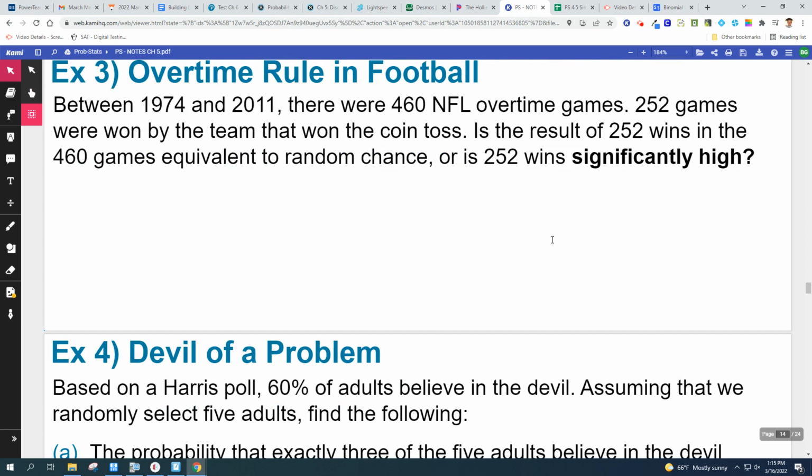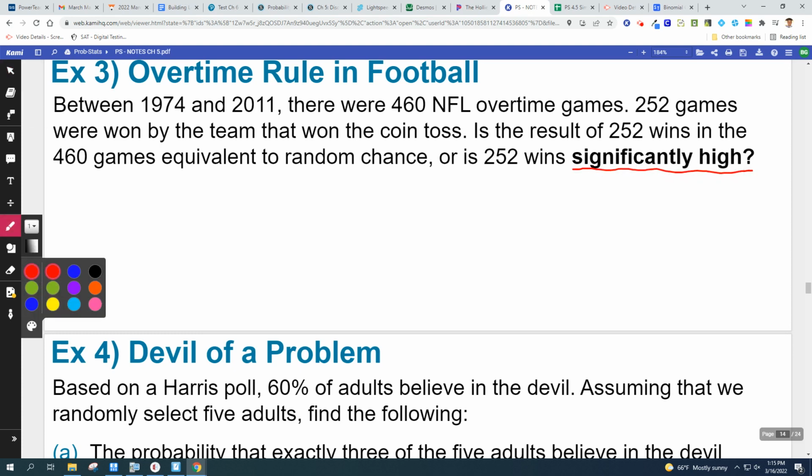Between 1974 and 2011, there were 460 NFL overtime games. 252 were won by the team that won the coin toss, and they want to know if this result is significantly high. This is a concept we've seen before. We can test by looking at the probability of X or more, and we're concerned if that is less than or equal to 0.05. So find the probability of X or more and see if that's less than or equal to 0.05.